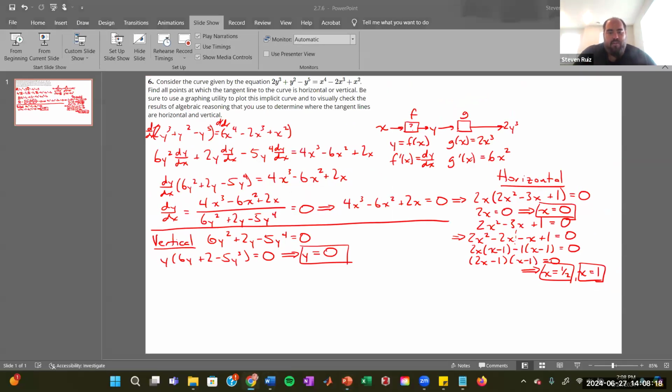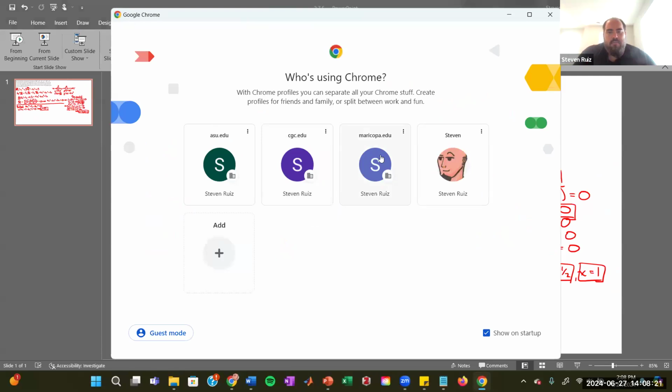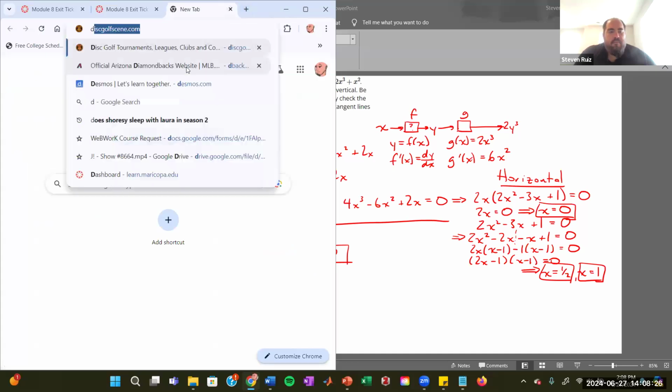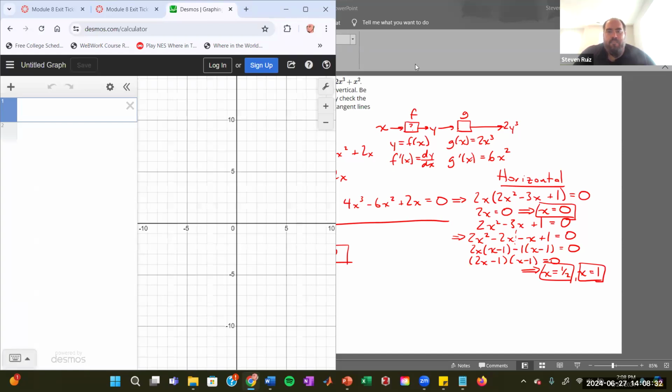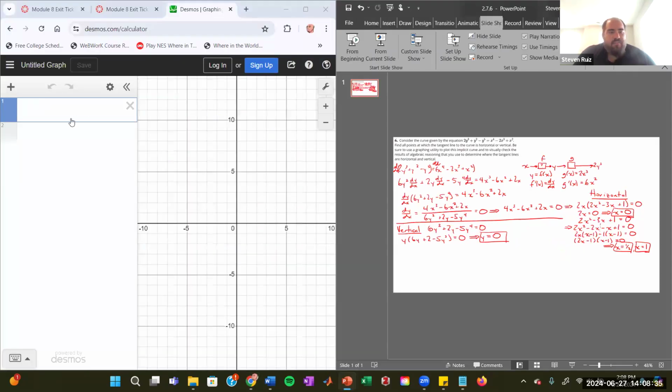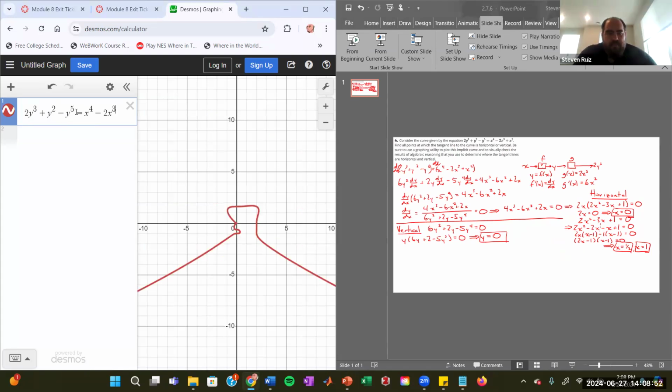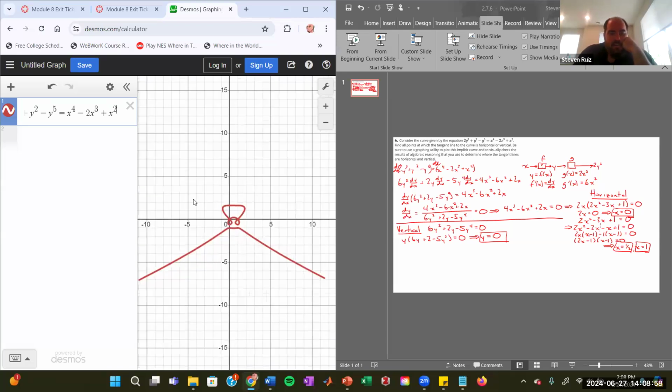So let's do this. Let's back out of PowerPoint. Let's go to Desmos. I'll split screen just long enough to write this down. So 2y cubed plus y squared minus y to the fifth equals x to the fourth minus 2x cubed plus x squared. All right, so very strange curve here.